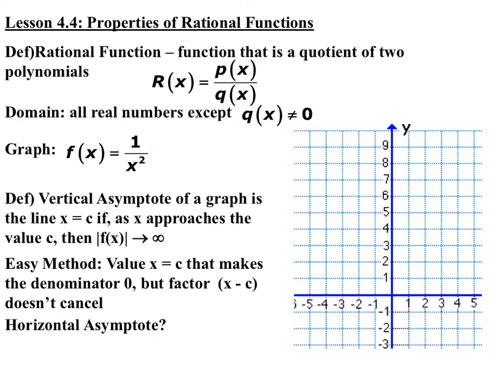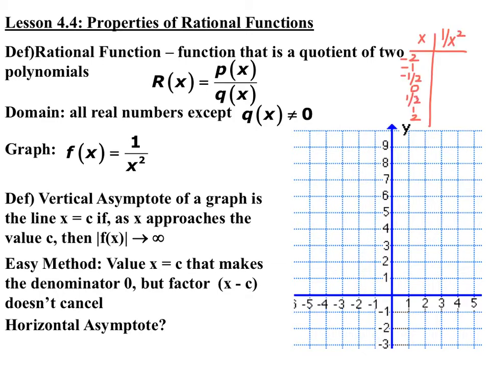Section 4.4 is the properties of rational functions. A rational function is a function that is a quotient of two polynomials, like x over x plus 2. Its domain is anything that does not make the denominator equal to 0. So one rational function is 1 over x squared. We're going to try and graph that using a table.